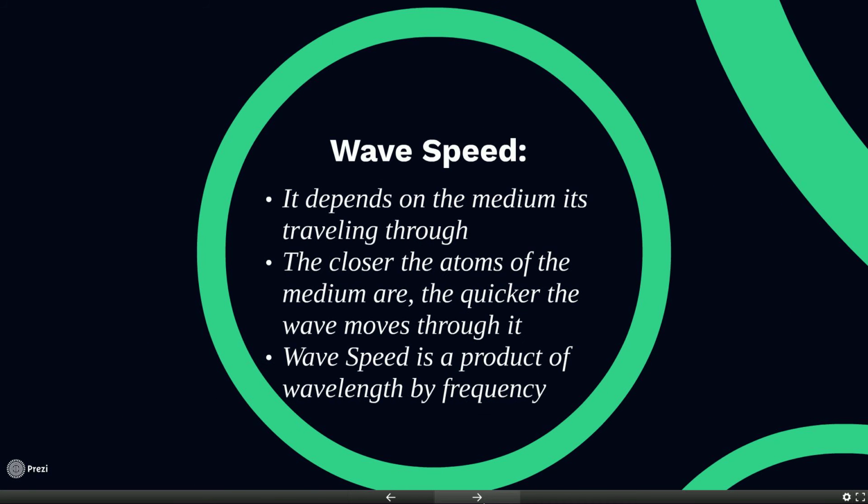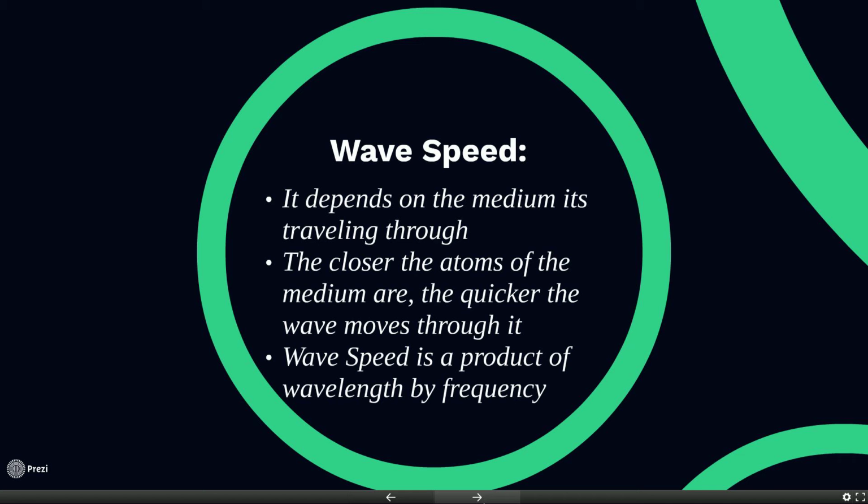First, let's talk a little bit about wave speed. Wave speed depends on the medium it's traveling through, so this means that the speed of the wave depends on whatever it's going through. The closer the atoms of the medium are, the quicker the wave moves through it. So the speed of the wave will increase if it's traveling through a solid, since the atoms are much closer together compared to liquids and gases, since those atoms are further apart.